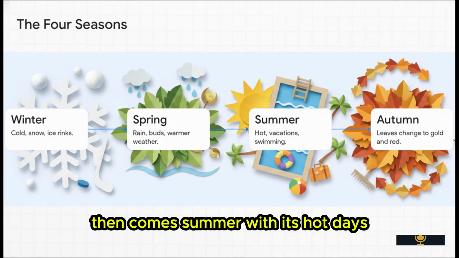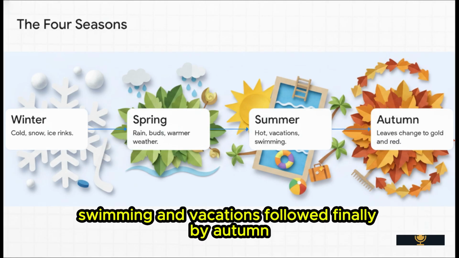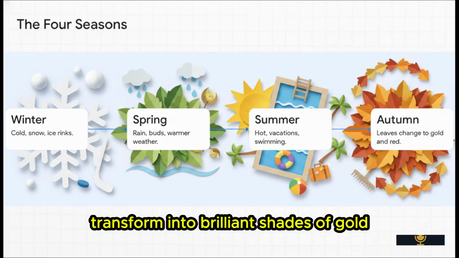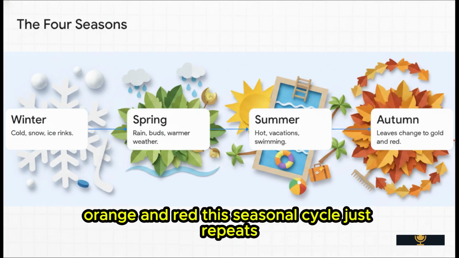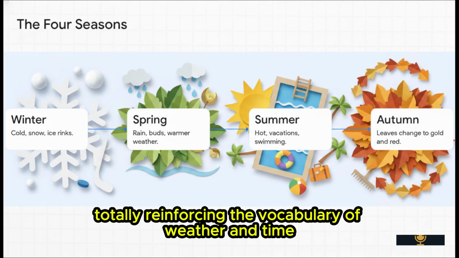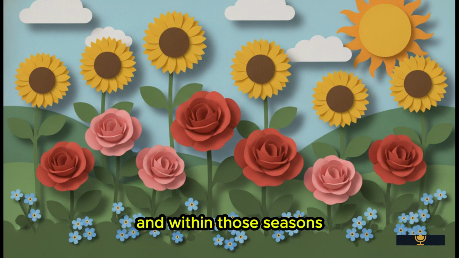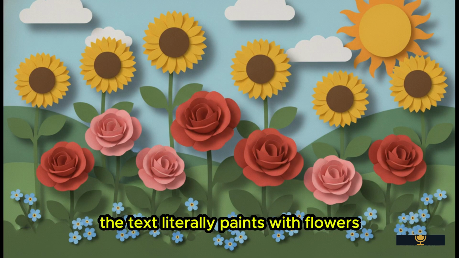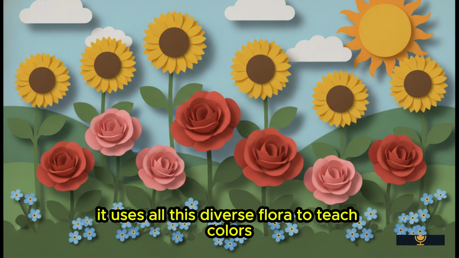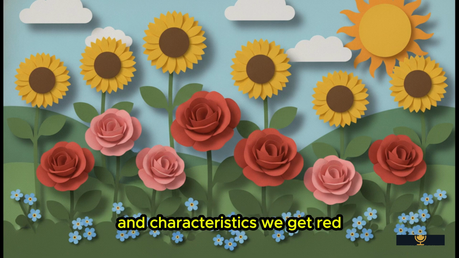Then comes summer with its hot days, swimming, and vacations, followed finally by autumn, where the leaves transform into brilliant shades of gold, orange, and red. This seasonal cycle just repeats, totally reinforcing the vocabulary of weather and time. And within those seasons, the text literally paints with flowers. It uses all this diverse flora to teach colors and characteristics.